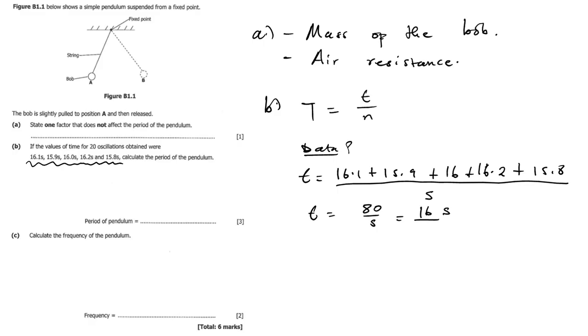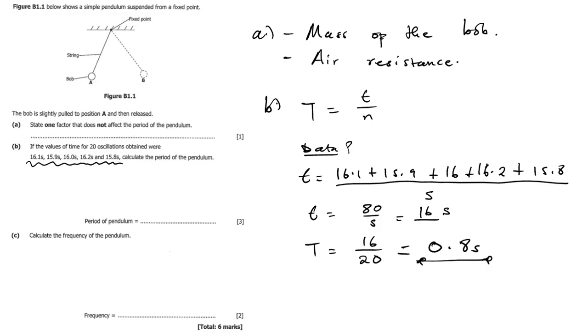That's the average time. So to find the period, we say T is equal to time, which is 16, over the number of swings, which is 20. And 16 divided by 20 will give us the period of the pendulum to be equivalent to 0.8 seconds.